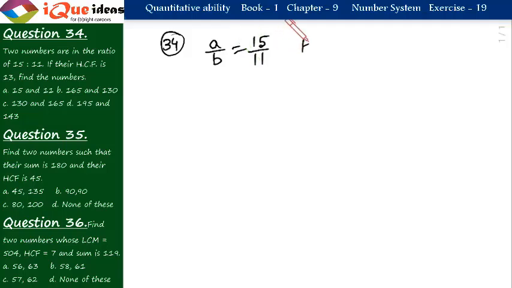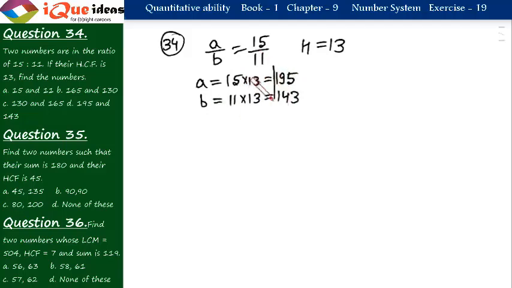And here it is given that the HCF is 13. This means the first number has to be 15 into 13, which is equal to 195. And similarly, the second number B has to be 11 into 13, which is equal to 143. So the numbers are 195 and 143. As you can see, it is there in one of the options.